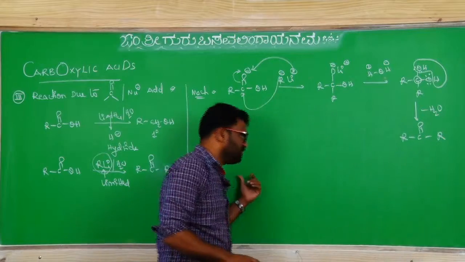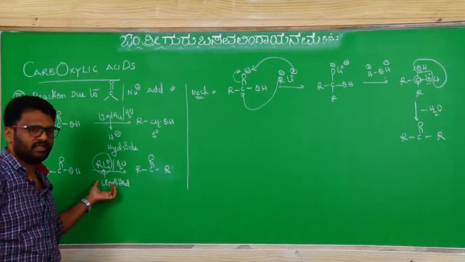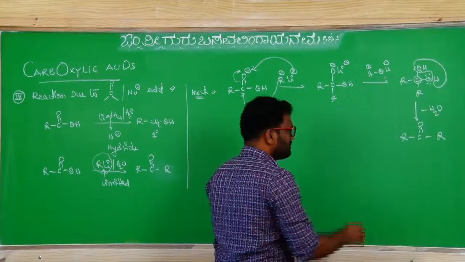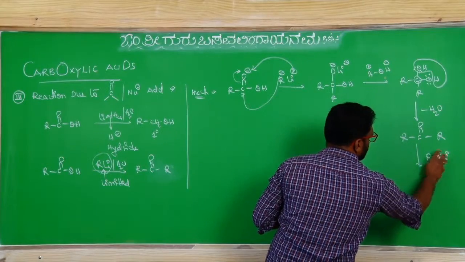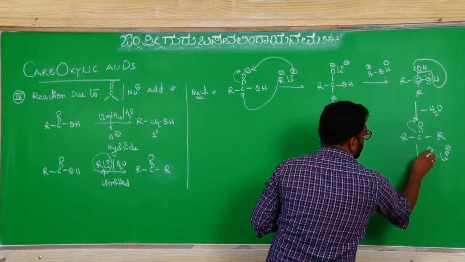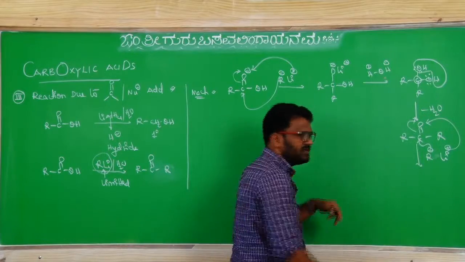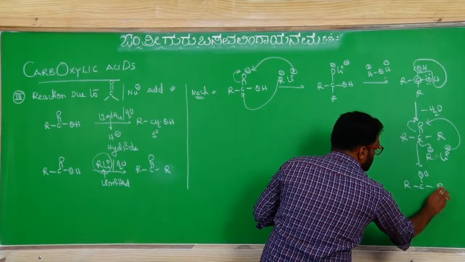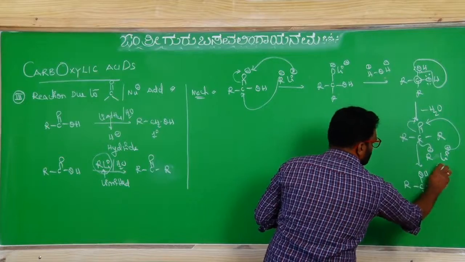This is when you take a limited amount, a 1:1 ratio of the carboxylic acid and RLi. If you take excess, then what will happen? One more mole of R minus Li plus. This R minus again reacts with the carbon and this Li will attack on oxygen, followed by hydrolysis. Finally, you will get a third degree alcohol. This is with excess amount.